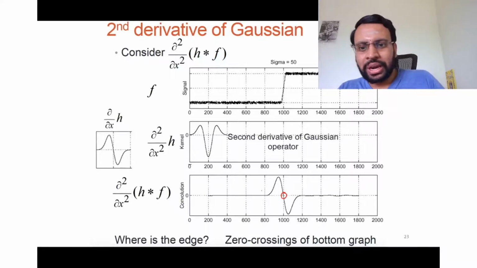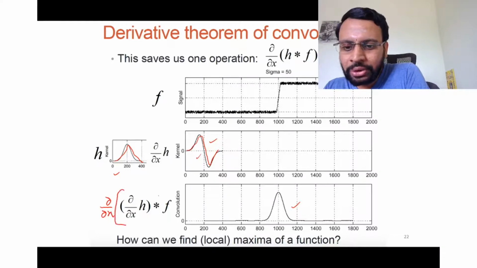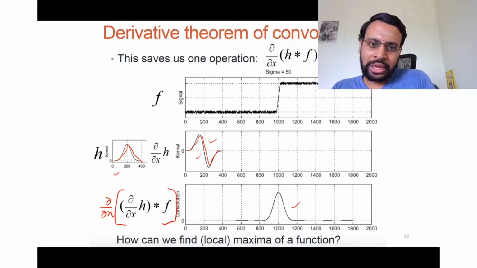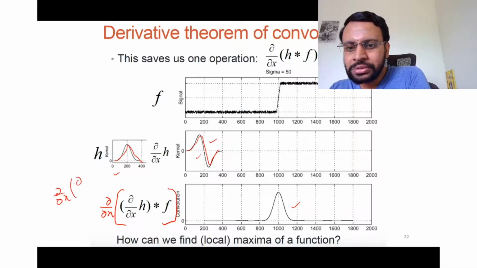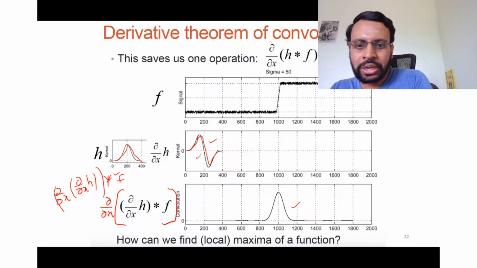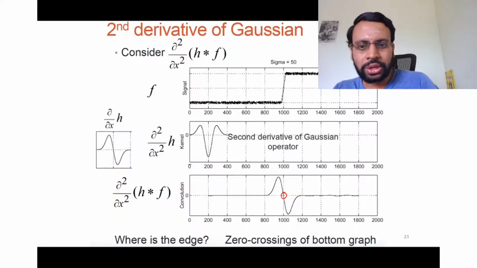So what is it that we have to now do here? You want to take ∂/∂x of the whole thing. Again you use the associative property. This I could write as ∂/∂x of ∂/∂x of H, the whole thing convolved with F. So take one more derivative of it. What will that give you? That's what would give you this shape.